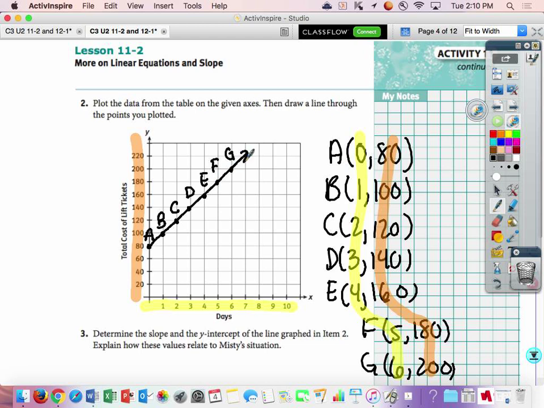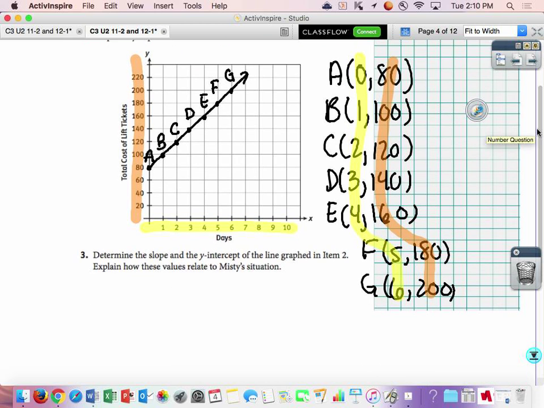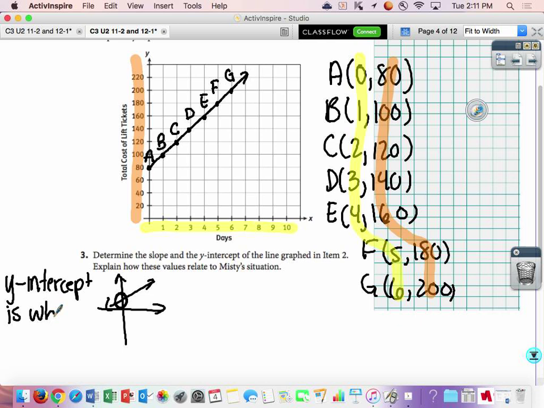You should always use your ruler when you are drawing a line like this to make sure you're connecting the dots correctly. Okay, this says determine the slope and the y-intercept. So the y-intercept is going to be where it hits the y-axis. So if I have my little diagram here, I've got a line on my coordinate plane. This is my y-intercept. The y-intercept is where it hits the y-axis. So the y-intercept is when the line crosses the y-axis.